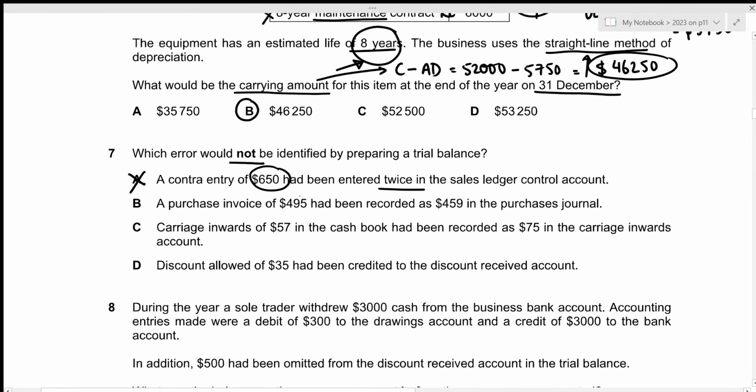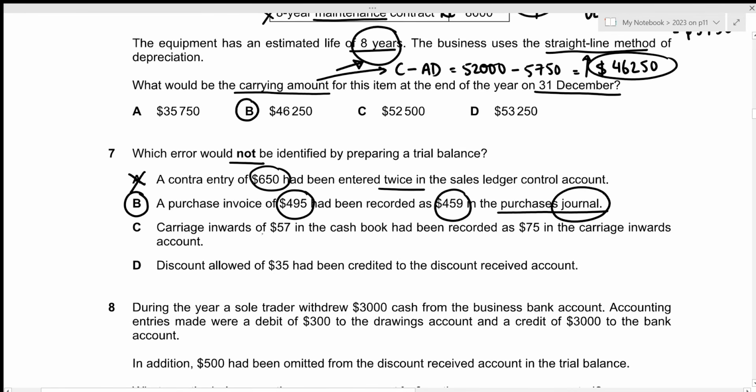For option B, a purchase invoice of 495 had been recorded as 459 in the purchases journal. So we're talking about journal in this case, which is the book of prime entry. So this is the error that was made as part of the original entry, and errors of original entry will not be disclosed or identified by preparing a trial balance, which means that option B is the correct one. Now let's take a look at the remaining options as well.